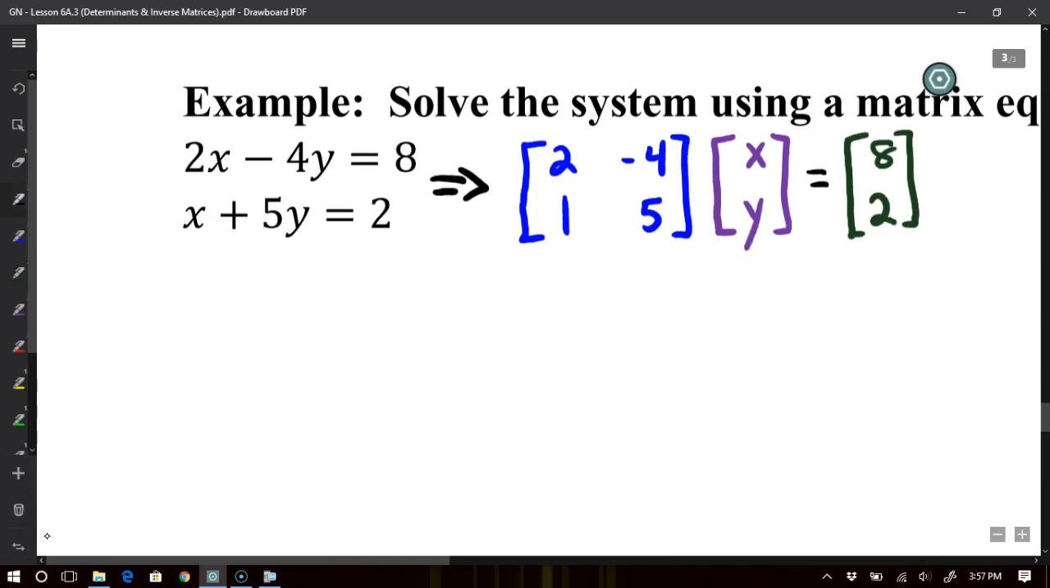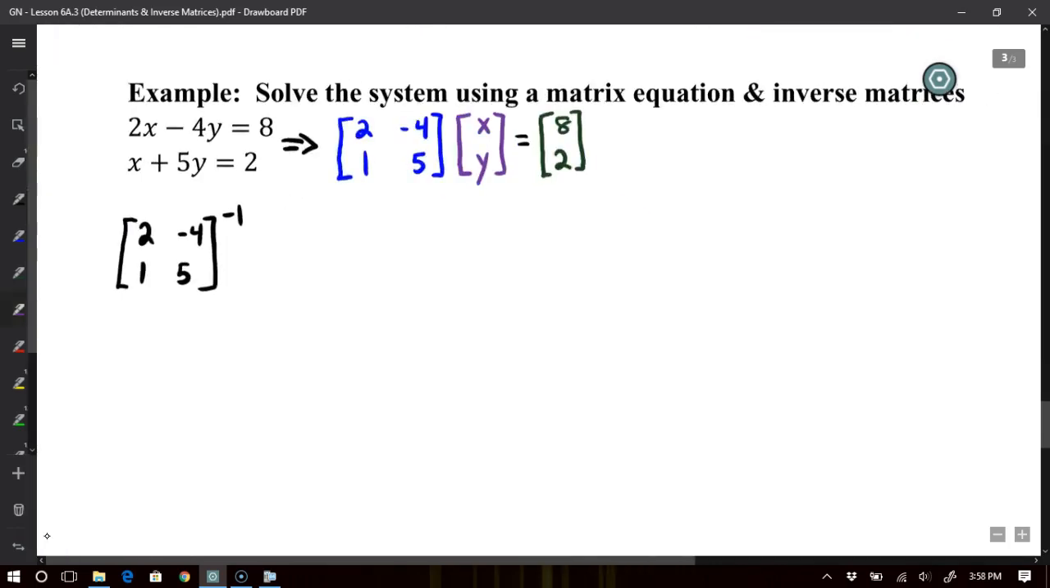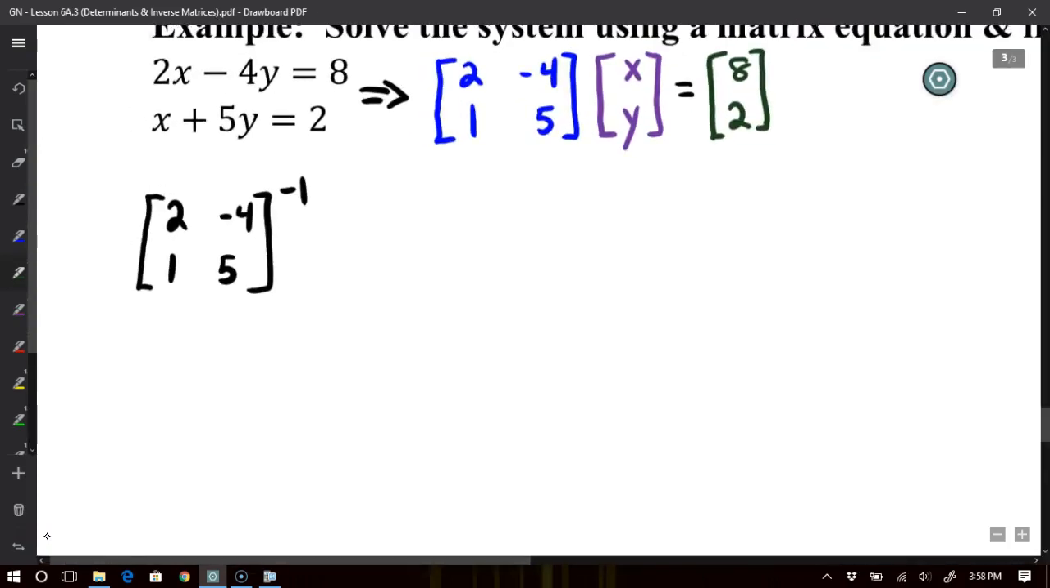And now your job is to apply everything we learned previously on Tuesday. We're first going to find the inverse of this matrix. So we're going to take this coefficient matrix and find the inverse of it. We learned before that the first thing we want to do is find the determinant. So our determinant would be 2 times 5, which is 10, minus 1 times -4, which is really adding 4. 10 minus -4, 10 plus 4 gives me a determinant of 14.